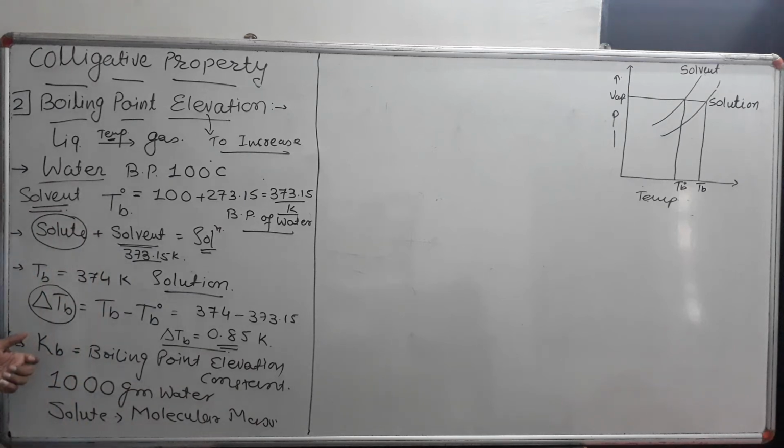So Kb most probably will be given to you in your examples, but Kb is a constant and delta Tb is to be found out. So there are two important things you have to remember, that is delta Tb and Kb. Now next we are going to learn the derivation of delta Tb.